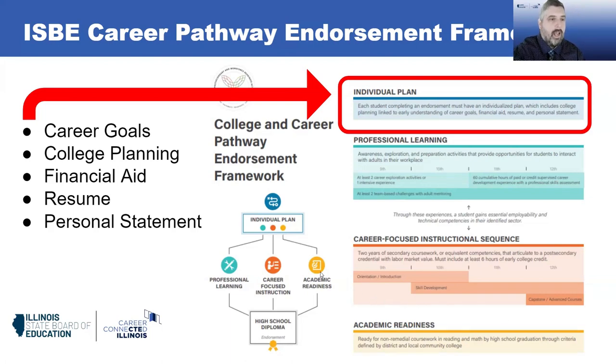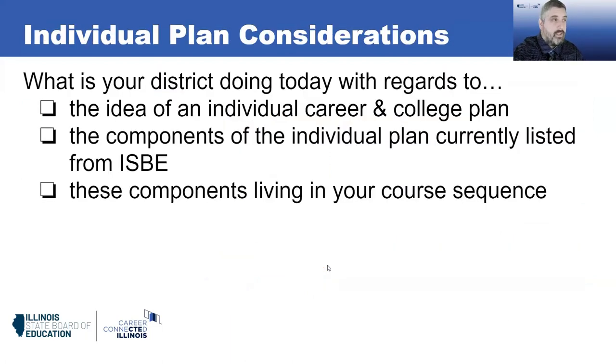As you're thinking about those things, think about what our district is doing today with regards to the idea of the individual career and college plan. What are the components of the individual plan currently listed from ISBE? And how are these components living in our course sequences? Sometimes we will develop a plan and it sits up on top of a shelf and looks nice and shiny, but how are we really implementing these things within our course sequences?